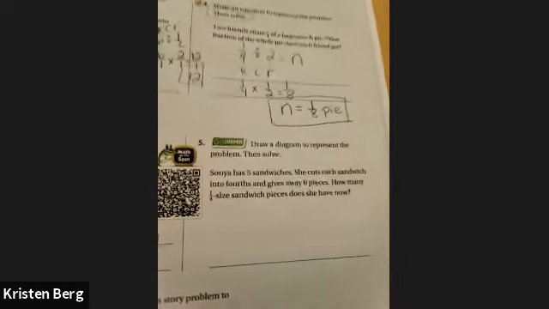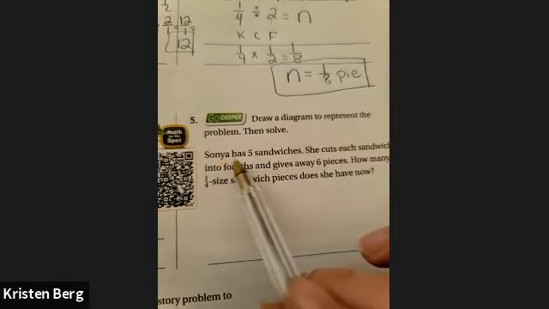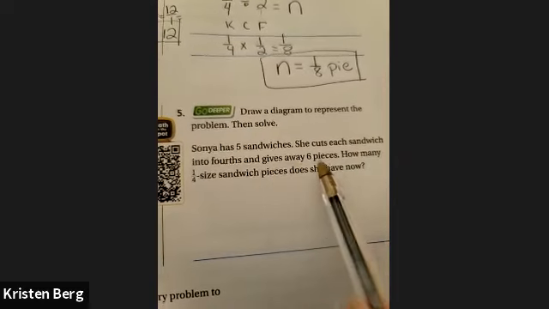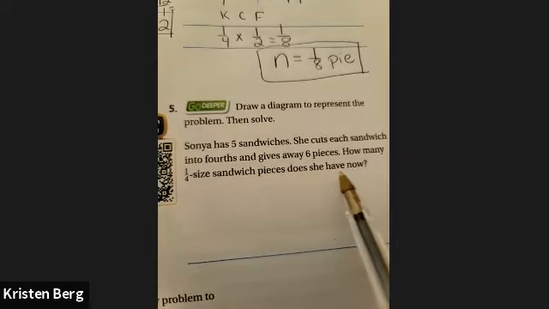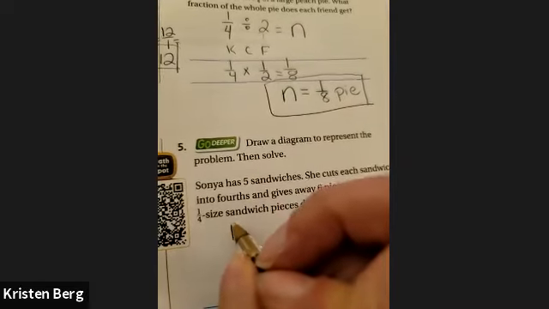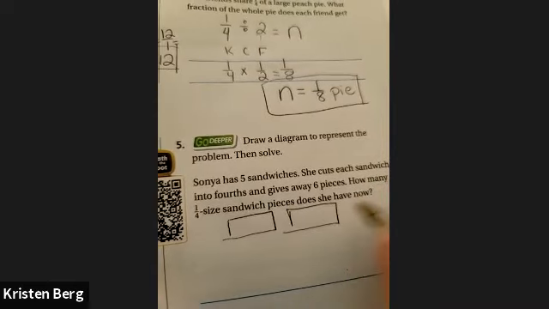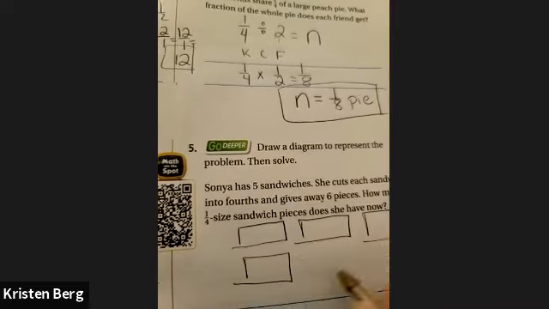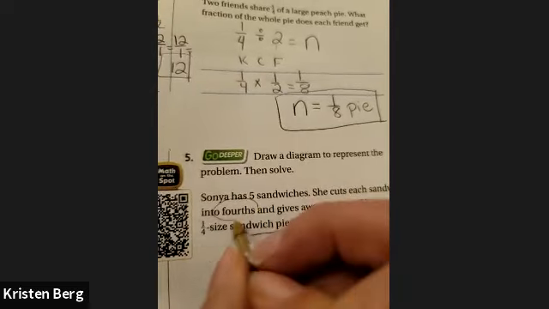All right, here it says draw a diagram to represent the problem and then solve. So Sonia has 5 sandwiches, and then she's going to cut each sandwich into fourths. Then she gives away 6 pieces. How many 1/4 size sandwich pieces does she have now? All right, so it's saying she has 5 sandwiches. So you could have said 1, 2, 3, 4, 5. And then she cuts them into fourths.